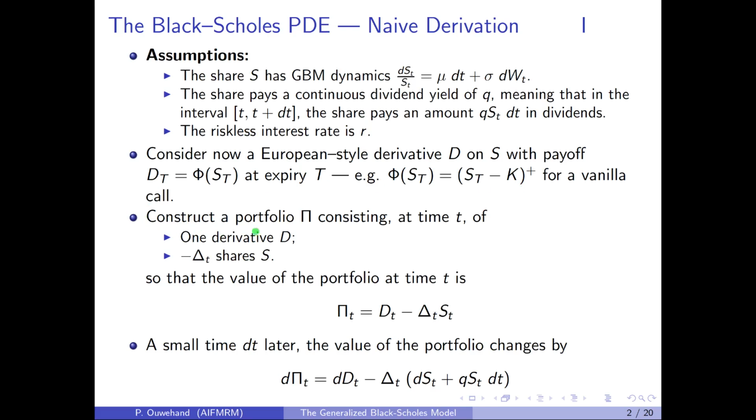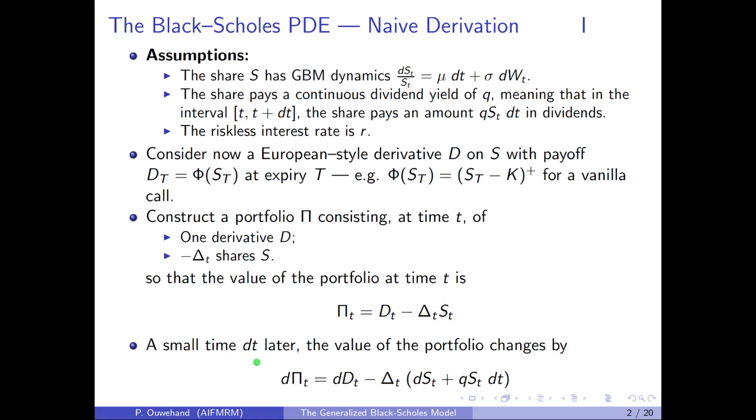Construct now a portfolio Pi consisting at time t of one derivative D and minus delta_t shares S. In that case, the value of the portfolio at time t, Pi_t, is equal to the value of the derivative minus the number of shares, delta_t, times the share price, S_t.